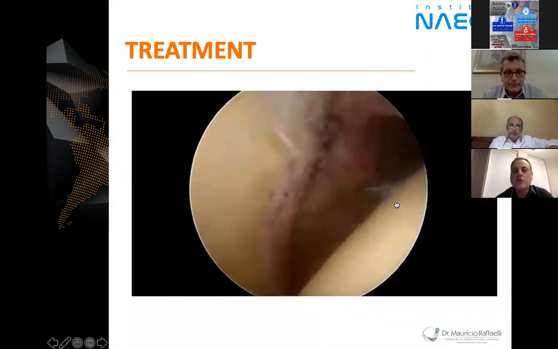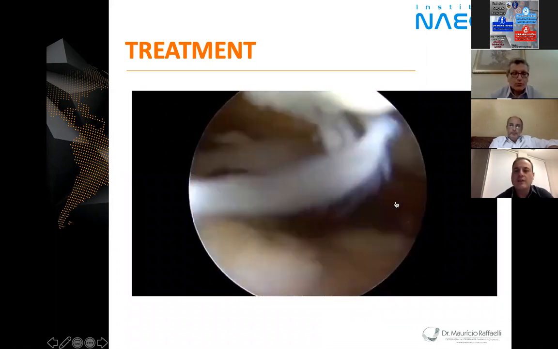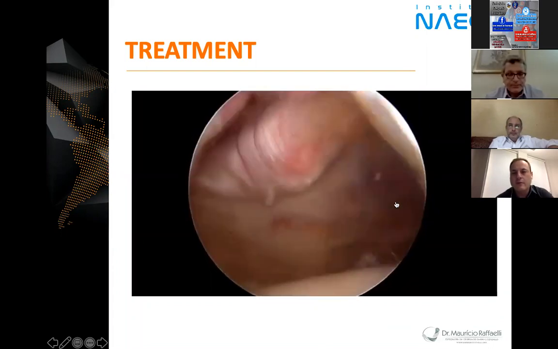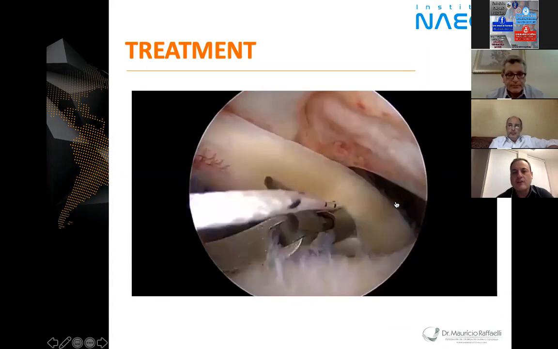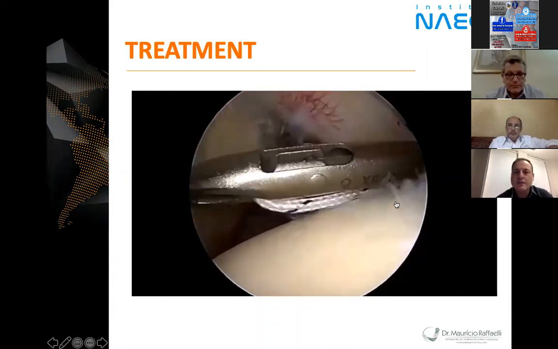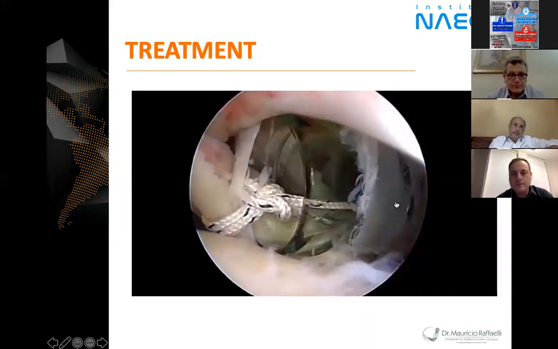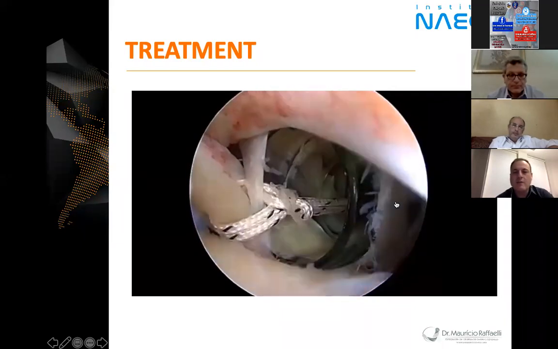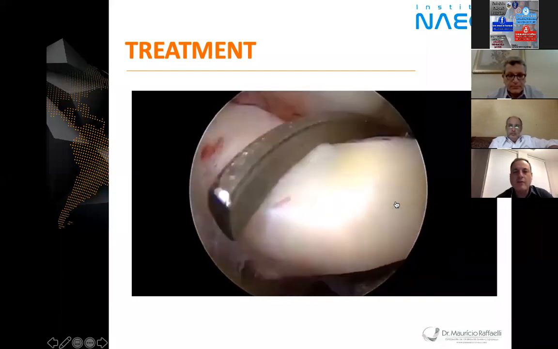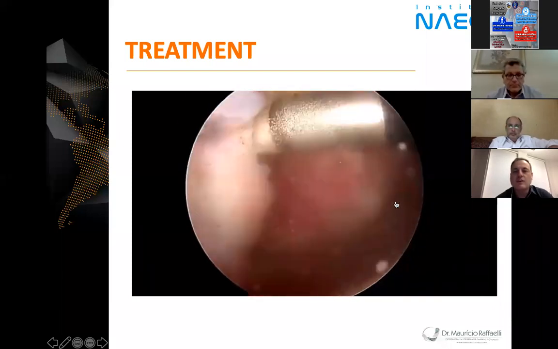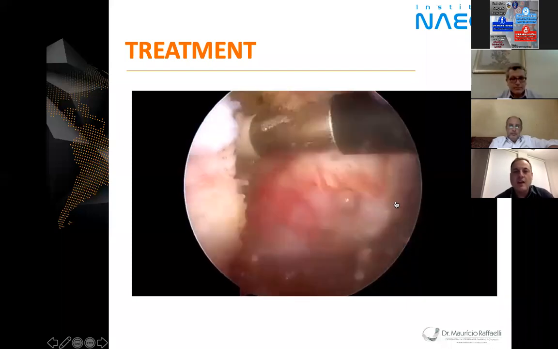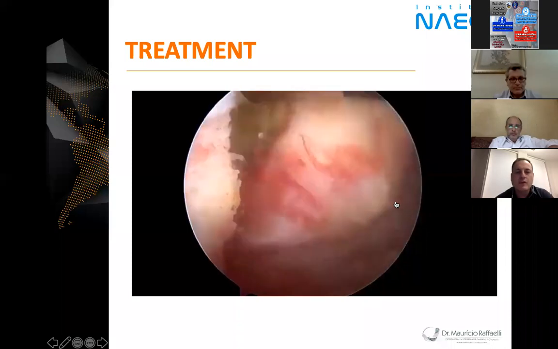You can see the long head of the biceps and a big lesion of the supraspinatus too. And you can see the subscapularis very well. So I pass a suture to the biceps to do the tenotomy. The biceps is in my hand with the suture, and I perform the tenotomy through the rotator cuff lesion, the supraspinatus lesion. And I will start to clean the rotator interval.